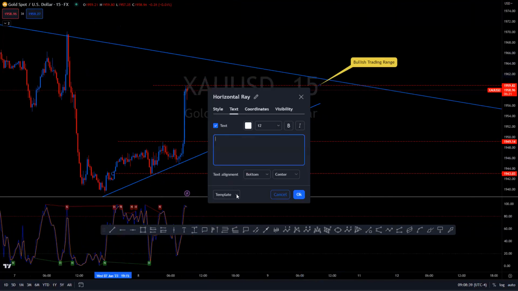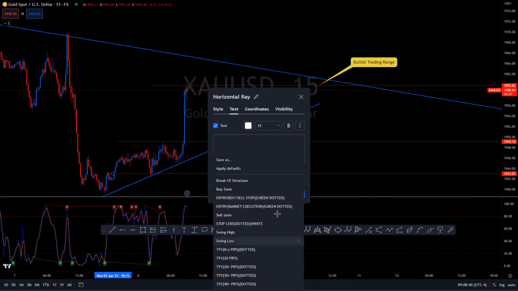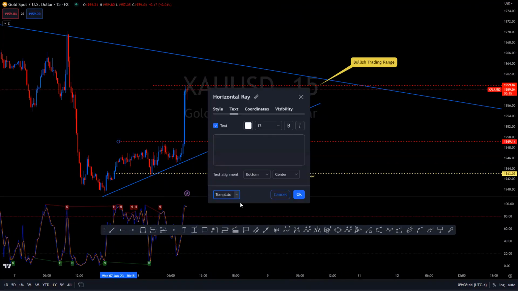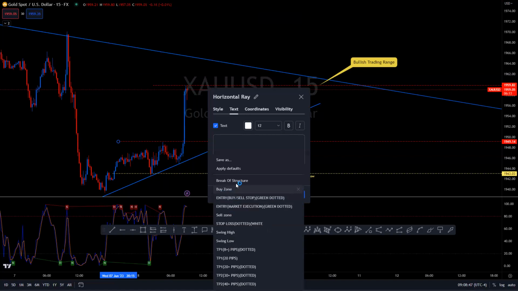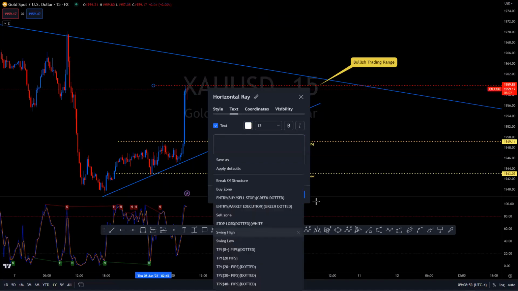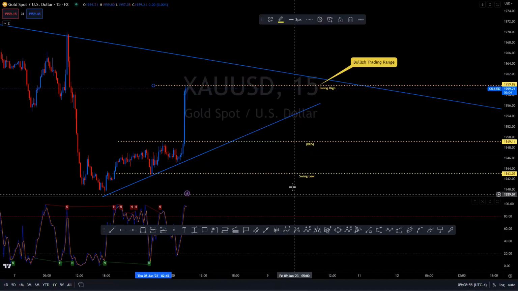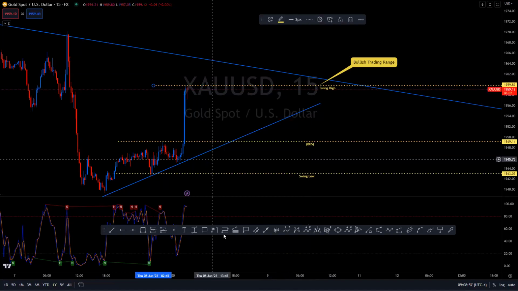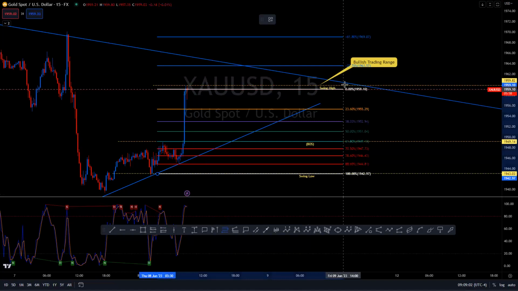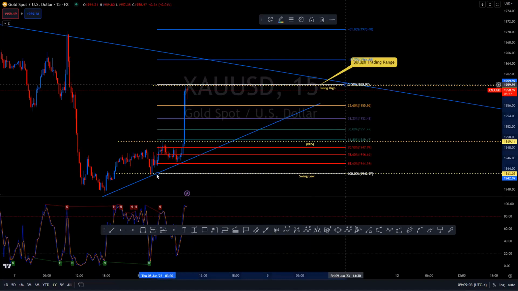Then we're going to label these areas. It's the structure. And this is just the high. All right. So now what we're going to do is take our Fibonacci. We're going to go from the most recent swing low to the swing high.